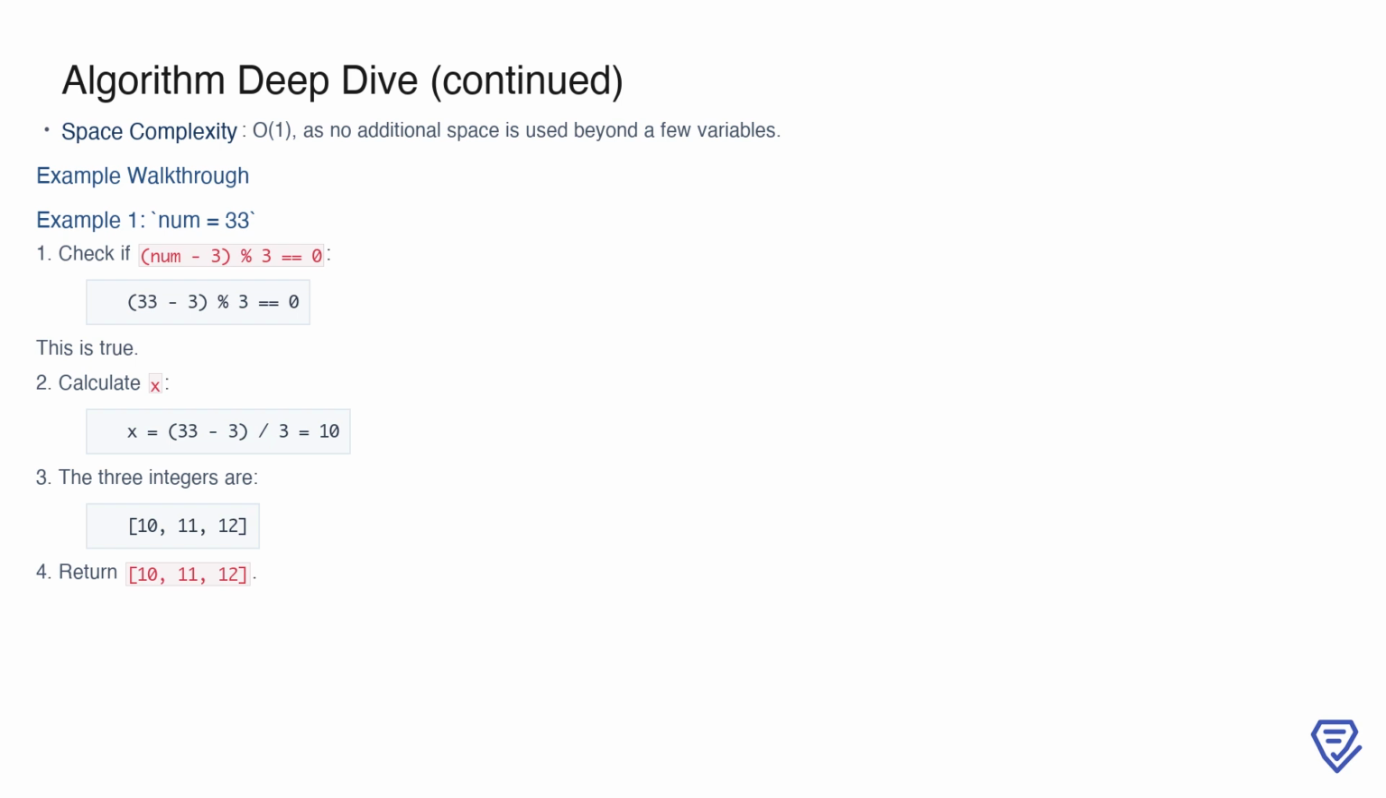To illustrate this approach, let's walk through an example. Consider num equals 33. First, we check the condition, (num minus 3) modulo 3 equals 0. Substituting the value, we find (33 minus 3) modulo 3 equals 0, which is true. Then, we calculate x using the formula x equals (num minus 3) divided by 3, resulting in x equals 10. The 3 consecutive integers are therefore 10, 11, 12. We return this list as the solution.